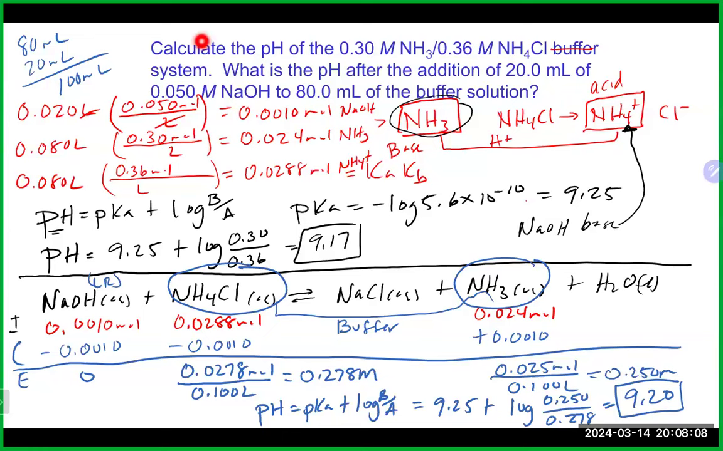You chose 0.08 for ammonia. Why did I choose that? Because that's what the problem said. We added the 20 milliliters to 80 milliliters of the buffer. So remember that the buffer consists of both of those things, floating around the same beaker, with a total volume of 80 milliliters. So that 80 milliliters goes for both parts of the buffer because they're in the same beaker.